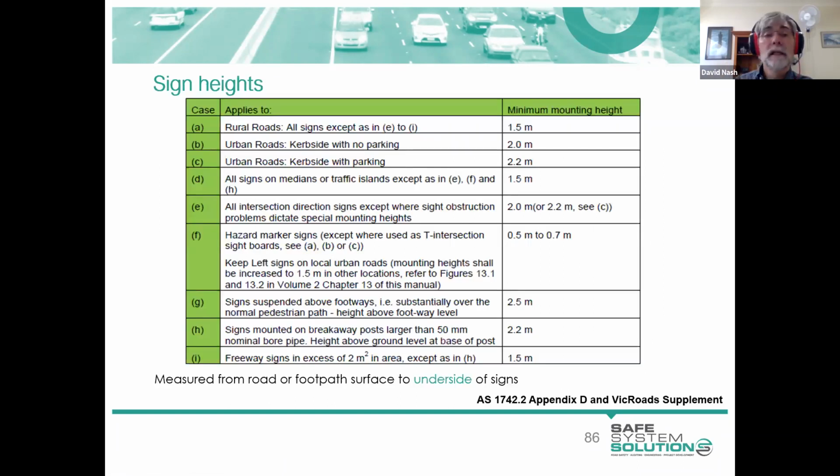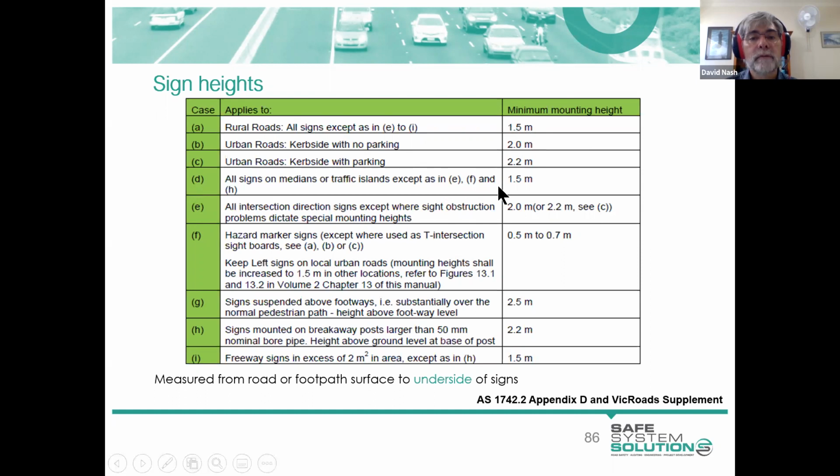Sign heights. This is a table from the VicRoads supplement to the Australian standard, which provides a little bit more information than the Australian standard does itself. But generally for rural roads, the height, measured to the underside of the sign, would be 1.5 metres. In urban areas, 2 metres if there's no parking, but if you want the sign to be seen over parked cars, then 2.2 metres.